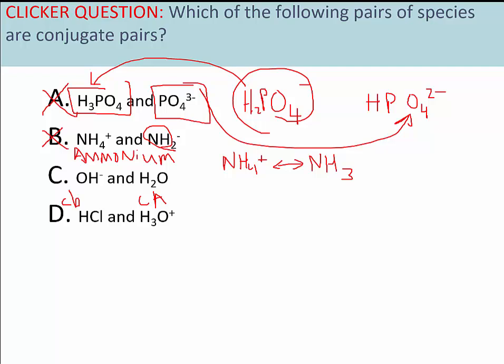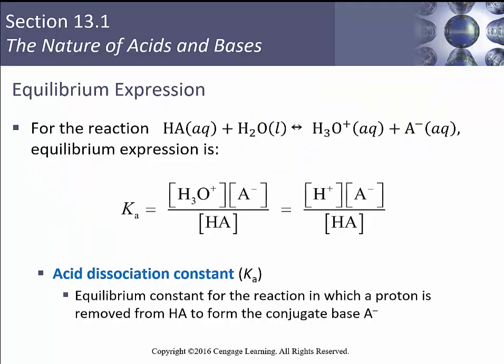HCl and H3O plus, these are both acids, right? And you can think of this as being the conjugate acid from the HCl. So your best answer here is going to be C.